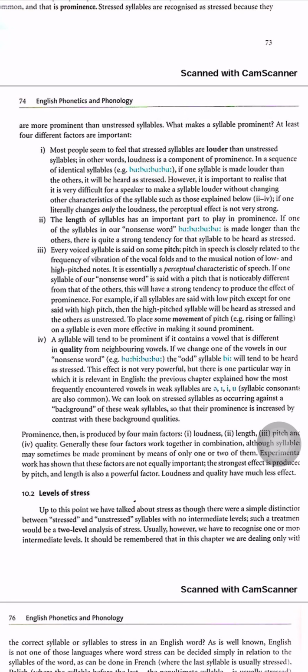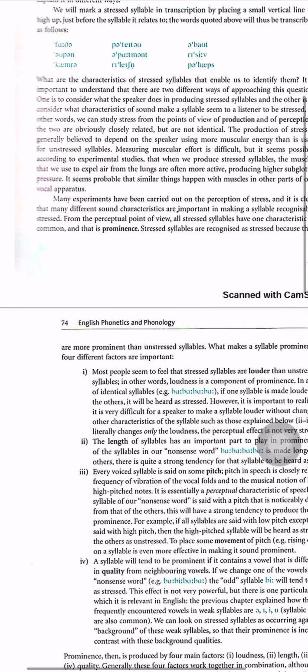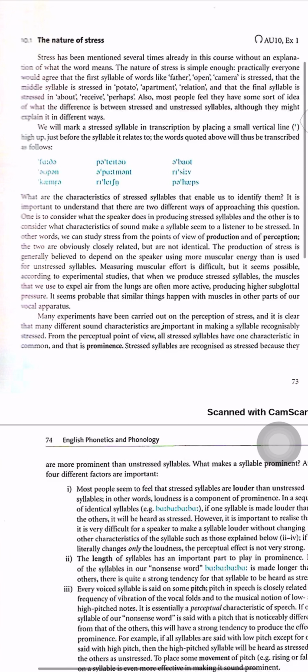Today we shall continue with our lecture concerning the stressed syllables and how we can identify them. In the previous lectures, I uploaded what is meant by stress, and you can find it when you're scrolling down the class. What is meant by stress, and how can we identify the characteristics of the stressed syllables from the unstressed syllables? We found them from the point of view of production and from the point of view of perception.